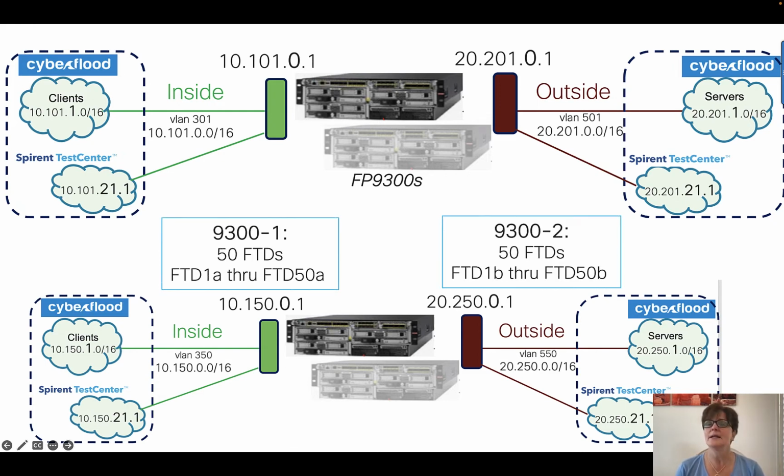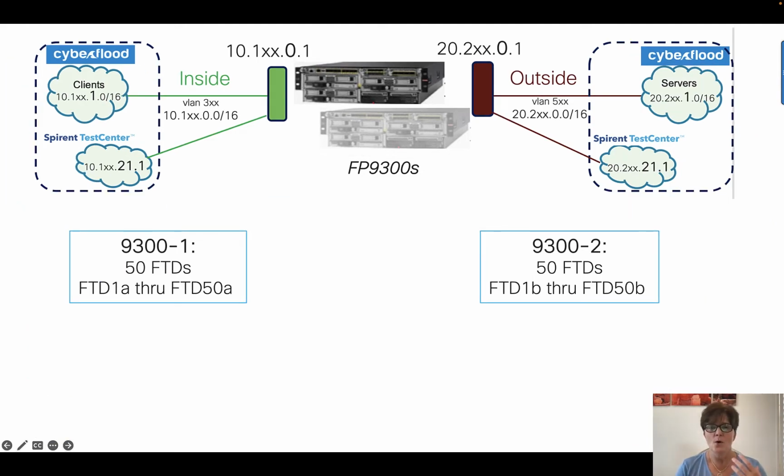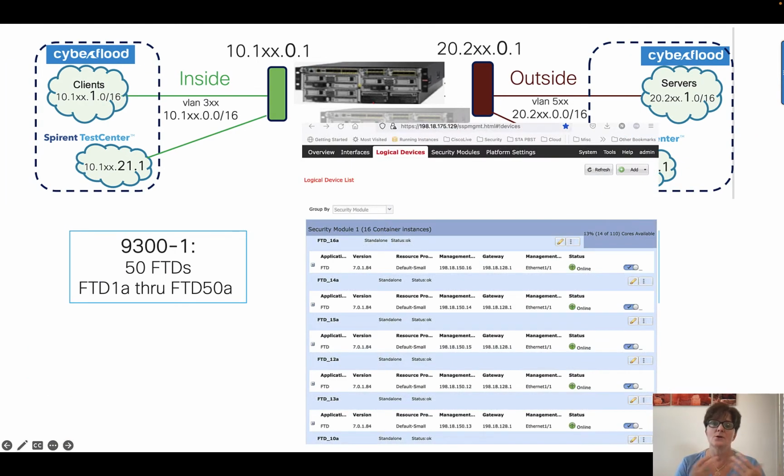And so what we'll be getting is on 9300-1, I'll have 50 FTDs, FTD 1A through FTD 50A. And on 9300-2, I'll have 50 FTDs, FTD 1B through FTD 50B. And so what will that look like? So it'll look like this.